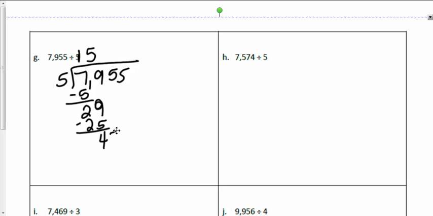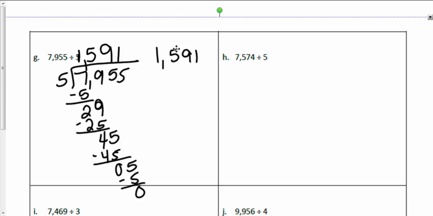I'm going to add that to my 5 tens. 45 divided by 5 is exactly 9. 9 times 5 is 45. I have no tens left over, and I'm going to divide my ones. 5 ones divided by 5 is 1. So I have no remainder. So my answer is 1,591. I'm going to multiply that by 5 to see if it checks out.